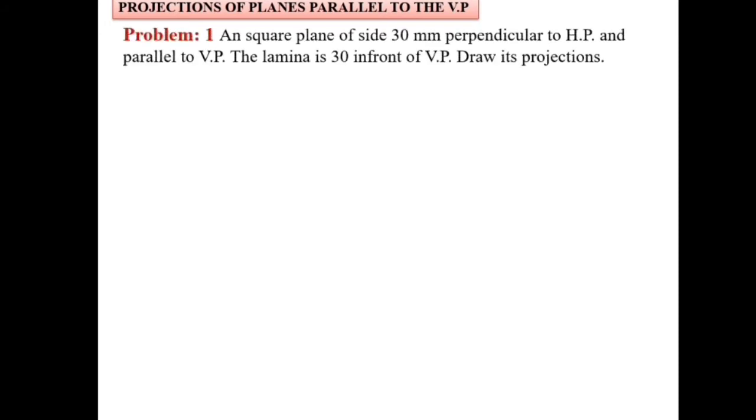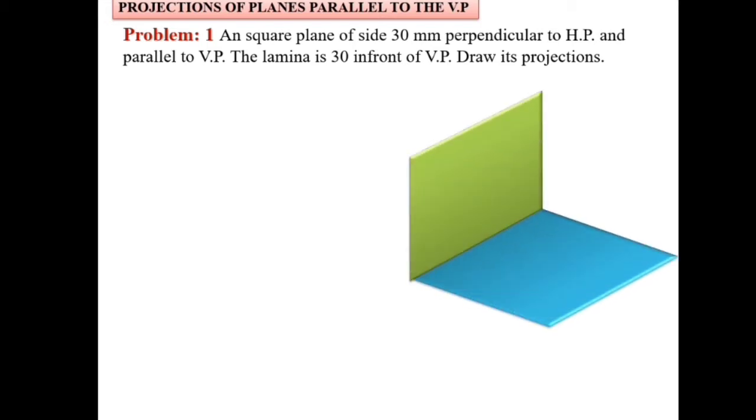Next we are going to discuss a problem on projection of planes parallel to the VP. In the first problem, a square plane of side 30 mm is perpendicular to HP and parallel to VP. The lamina is 30 mm in front of VP. Draw its projections. So you see this square plane.